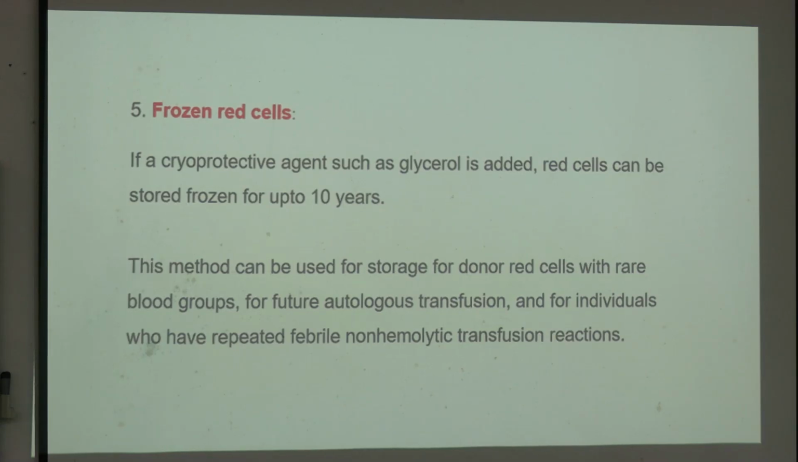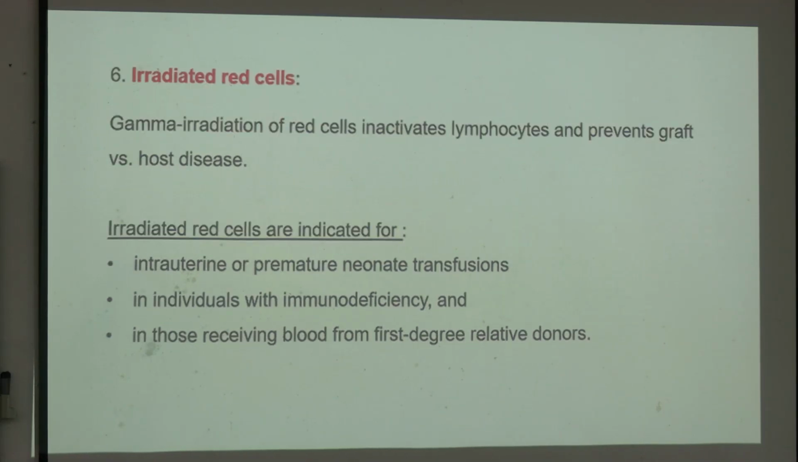Frozen red cells. If a cryoprotective agent such as glycerol is used, the red cells can be stored frozen up to 10 years. This is used for storage of donor RBCs from patients who may have rare blood groups. In that case, we need to have frozen RBCs for future autologous transfusions and for individuals who have repeated febrile non-hemolytic transfusion reactions.